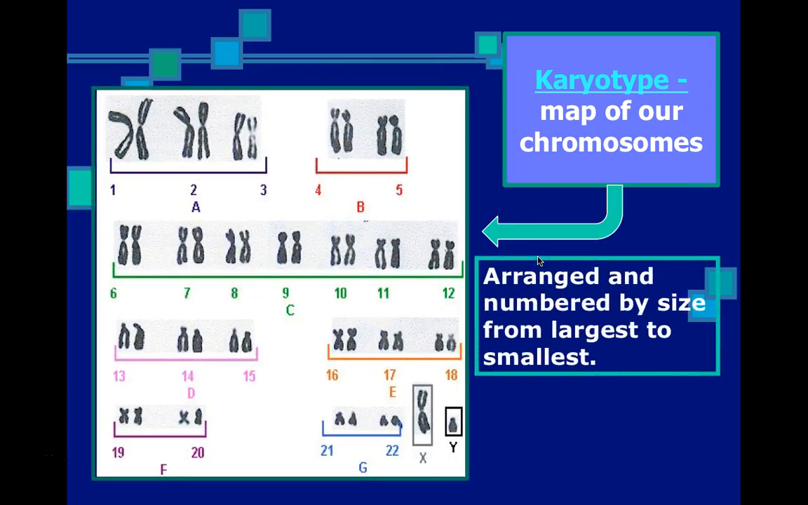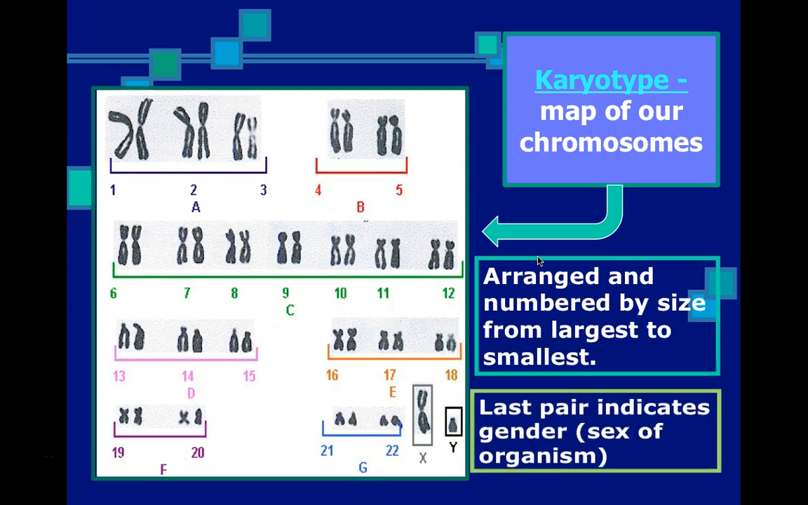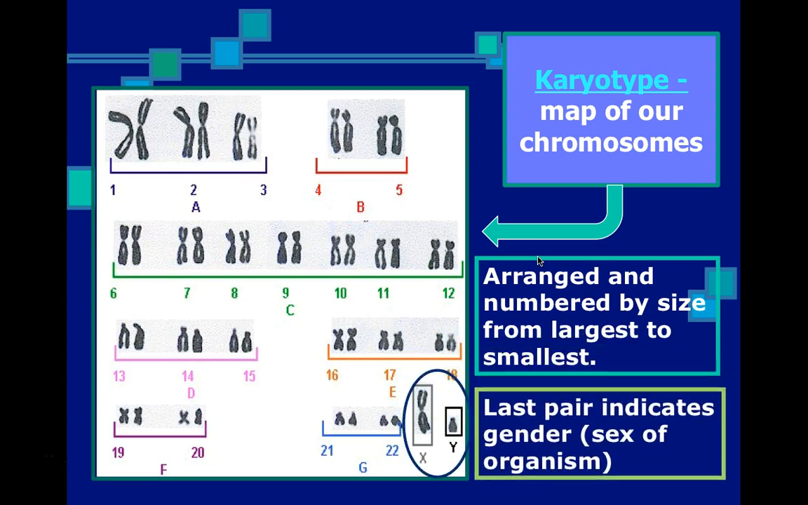So here we have an example of a karyotype, which is essentially a map of all of your chromosomes. If you were to get karyotype testing done, this happens a lot, fetal karyotype testing when women are pregnant, they look to make sure that they have the right amount of chromosomes, they all have their pairs, and they also look at gender that way too.